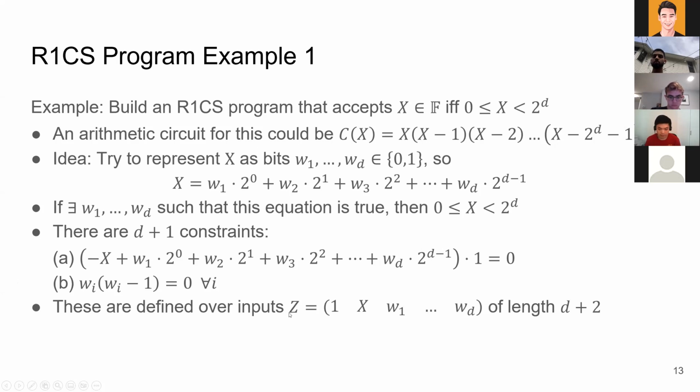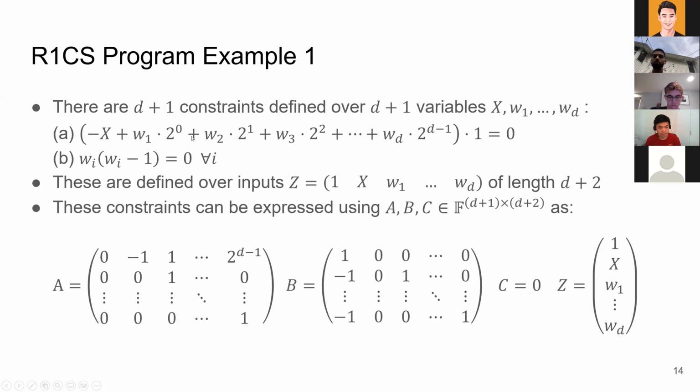Then we're able to define our input vector as 1 appended to X and appended to these bits W. And so it has length D plus 2. Given that there are D plus 1 constraints and D plus 1 variables in our input vector of length D plus 2, we can take these constraints and turn them into our matrices A, B, and C.